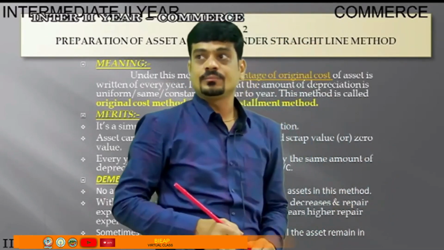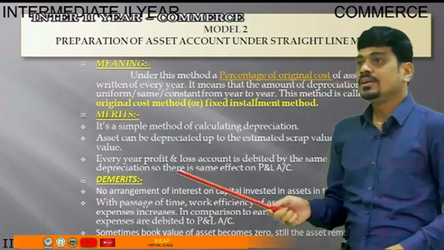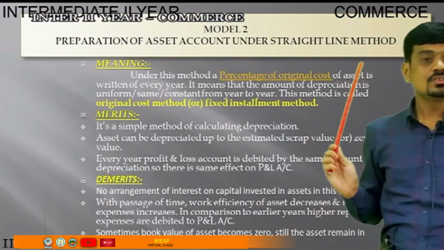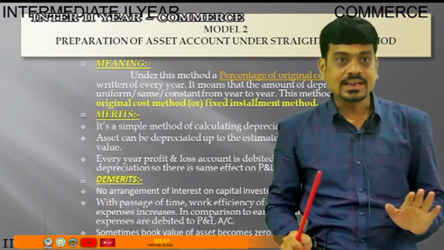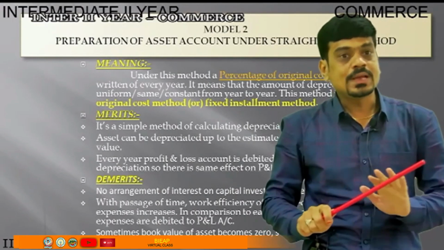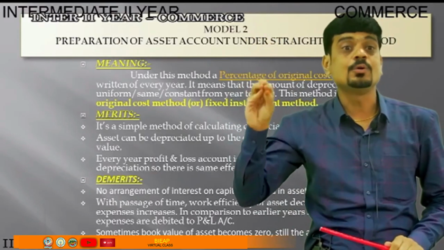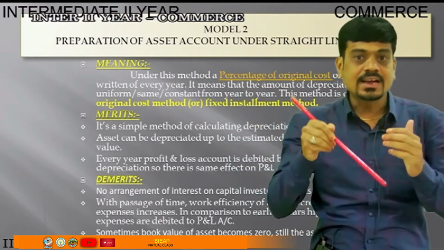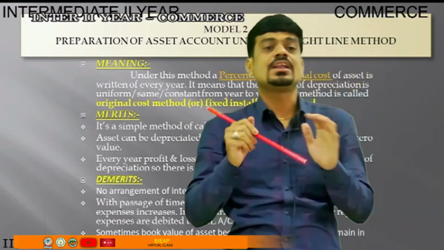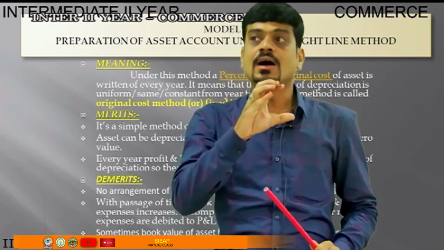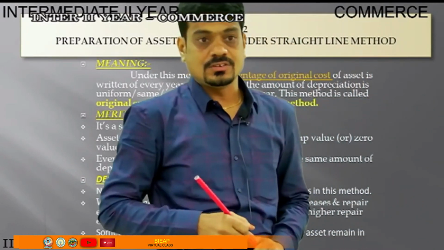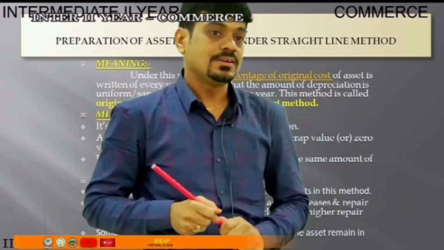Apart from that, the value of asset becomes zero. Practically, asset value becomes zero. But still what we are doing? We are showing the asset in the books of accounts. Like that, there are some difficulties which are involved with the amount of depreciation that is under this method.